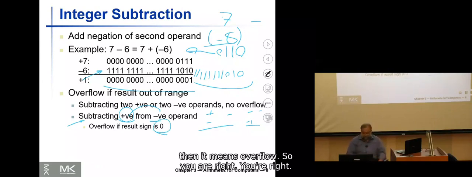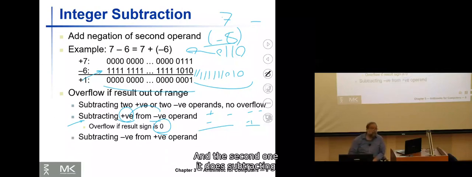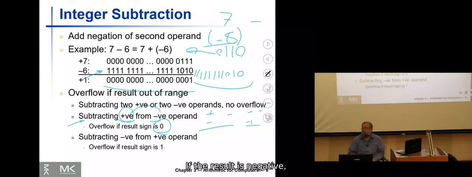So you are right. That's what I thought, because when you are subtracting something from that, it is at the top. Subtracting a negative from a positive, positive minus negative, it should be positive. If the result is negative, it means that there is overflow. Okay?